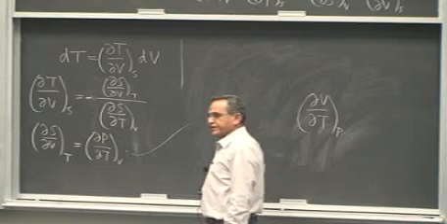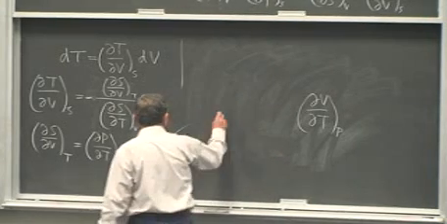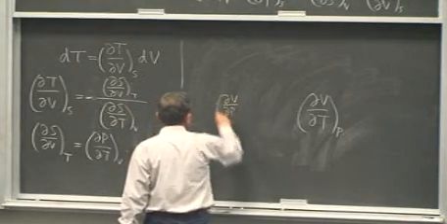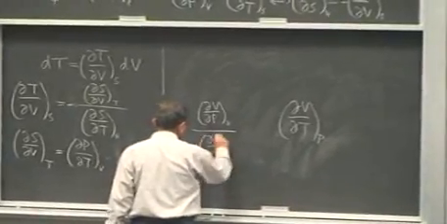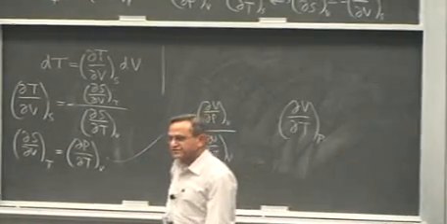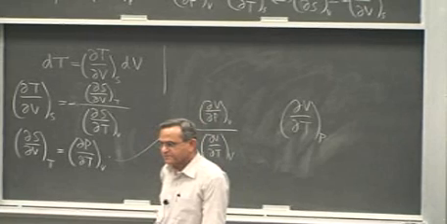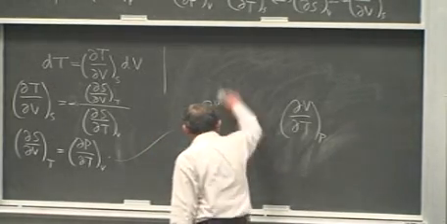Okay, so he says that we should do the following. He says we should take dV over dP at constant V divided by dV over dT at constant V. Again, you're saying you should take 0 by 0. Okay? This is not the way to do it. Not allowed.